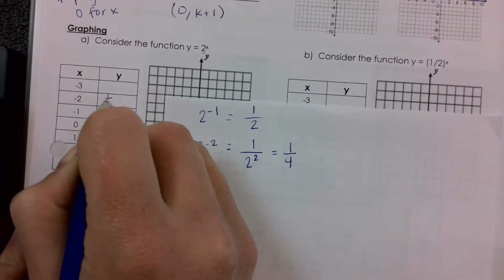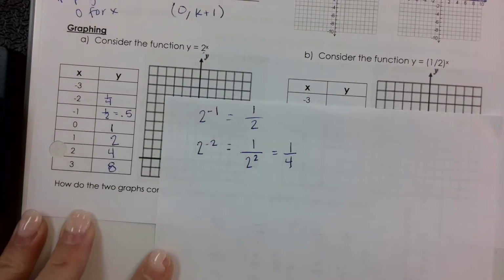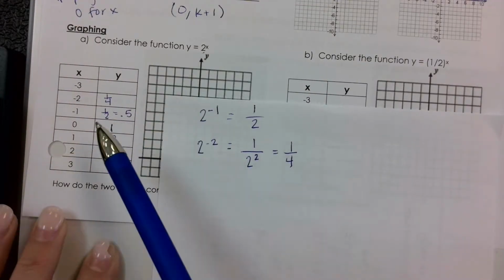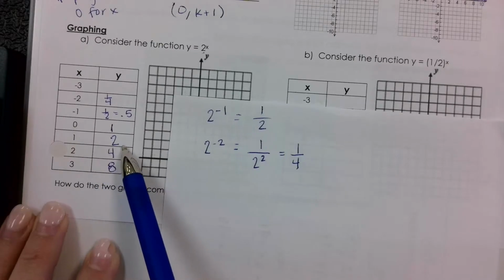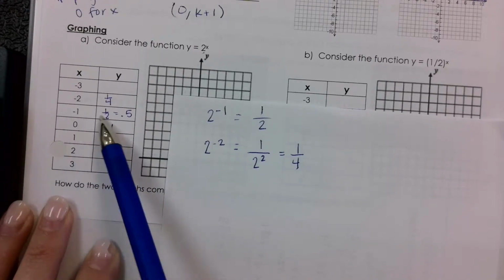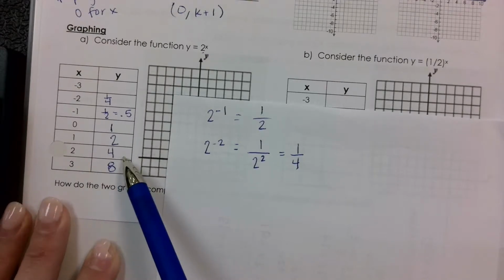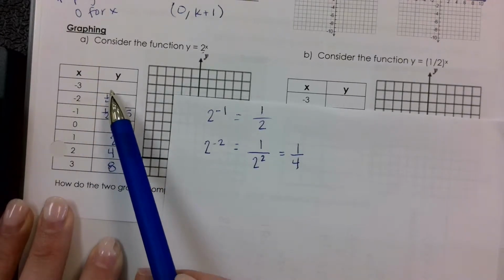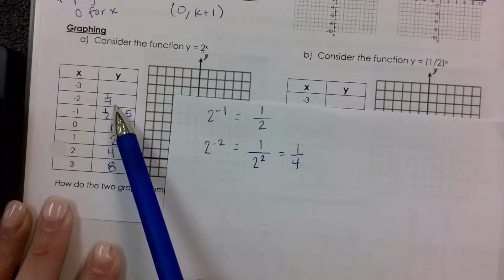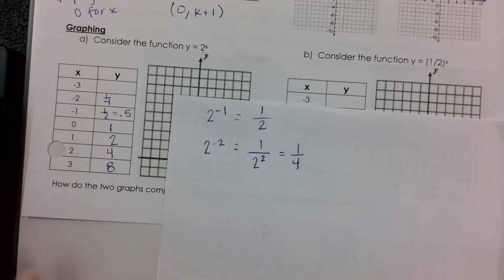So what is 2 squared? Do y'all see a pattern yet? So when we plugged in a positive 1, you got 2. When you plugged in a negative 1, you had 1 over 2. When we plugged in positive 2, you had 4. When you plugged in negative 2, you had 1 over 4. So when you plug in negative 3, what do you think you're going to get? 1 over 8.